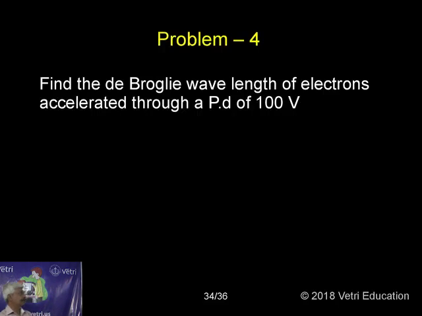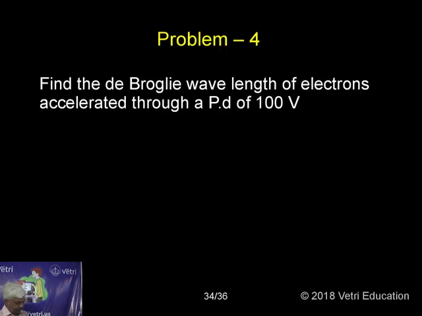Then problem number 4. This is also an easy problem for you to understand. Find the de Broglie wavelength of electrons accelerated through a potential difference of 100 volt. I want to find out the de Broglie wavelength. Only the potential is given. I have given the shortcut formula also.